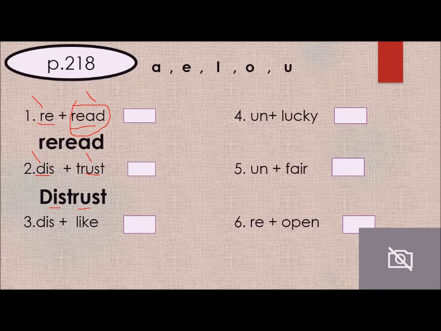Number 3, dislike. Look at the word dislike. How many vowel sounds does dis have? 1 vowel sound, which is the I. Dis. So we have one syllable in dis.